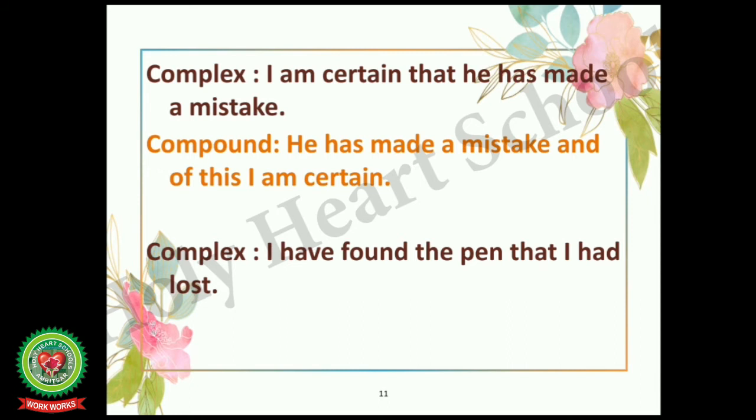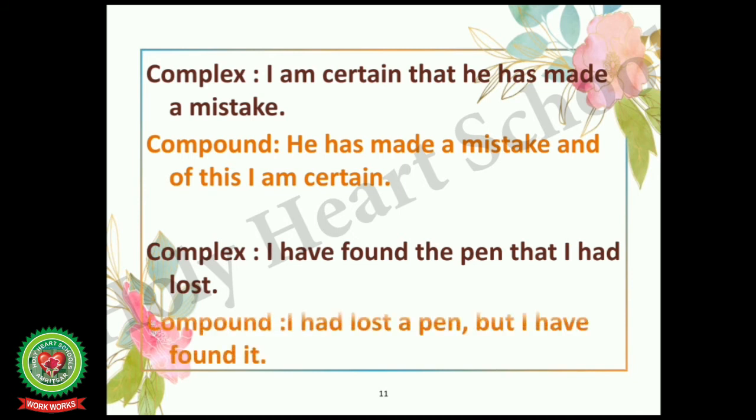The first one is, I have found the pen, and second is, I had lost. So, in order to express opposition or contrast between two statements, we can use adversative coordinating conjunctions like but, still, yet, etc. So we will replace the subordinating conjunction that with the coordinating conjunction but, and our answer will be, I had lost a pen but I have found it.